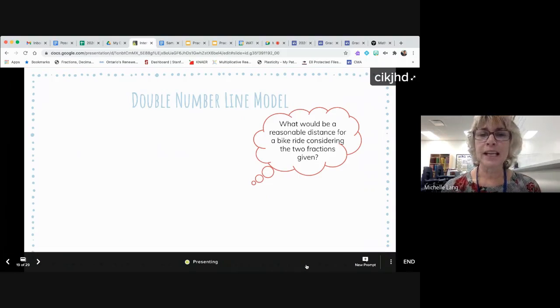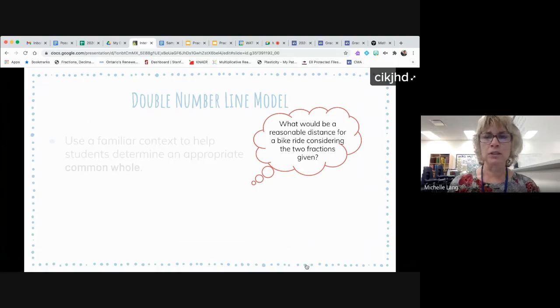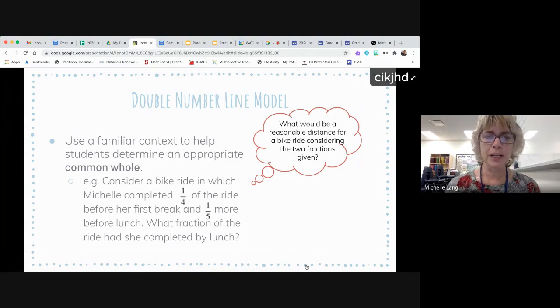We're going to look at a second model, the double number line model. And again, we want to use a familiar context. So here's my context. And the whole point of using a double number line is to help students get to that common whole. So consider a bike ride in which I complete 1/4 of the ride before my first break and 1/5 of the ride before lunch, 1/5 more. What fraction of the ride have I completed by lunch?